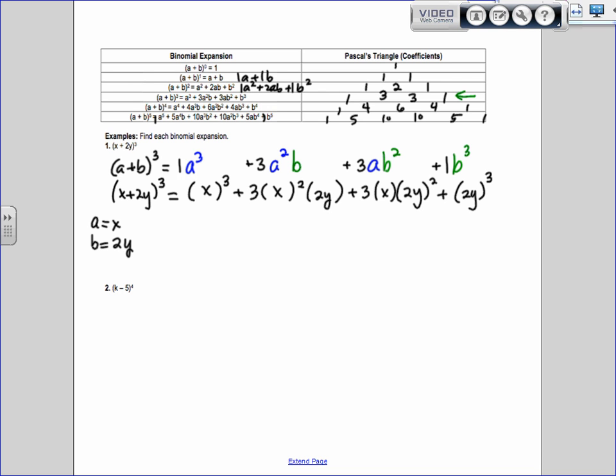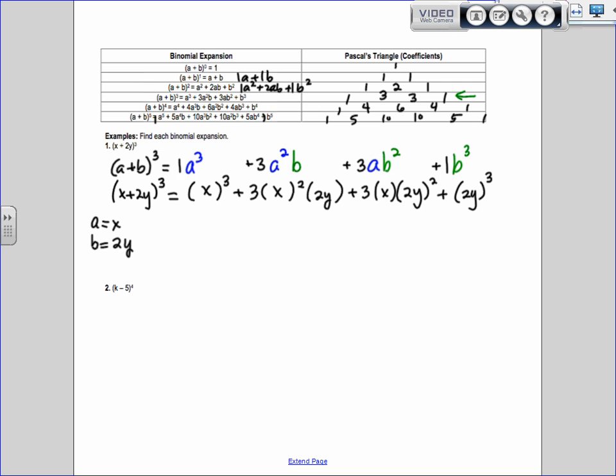Okay, so I should have x being cubed + 3 times x squared times 2y + 3 times x times (2y) squared + (2y) cubed. Does that make sense? I'm just replacing. I'm saying, okay, all my a's are really x's, and all my b's are really 2y. And then the hardest part of the problem is the simplifying. A lot of people will mess up on the simplifying, so you need to be very, very careful.